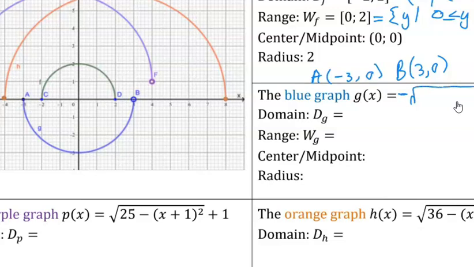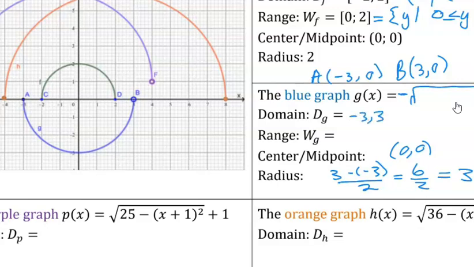And if we look at the radius, then we see that we have 3 minus (-3), which is equal to 6, divided by 2. So the radius is equal to 3. And we have a midpoint of the origin, (0, 0). Our domain, we can read it off. It's from minus 3 to 3.